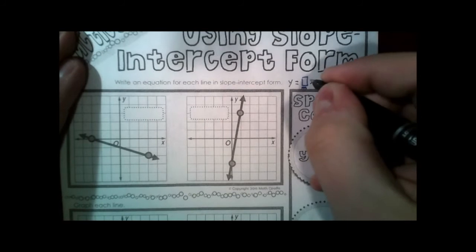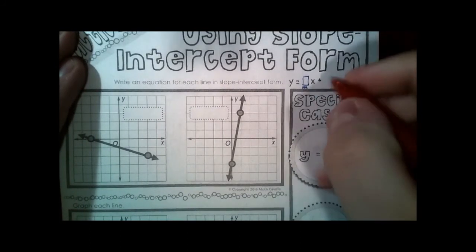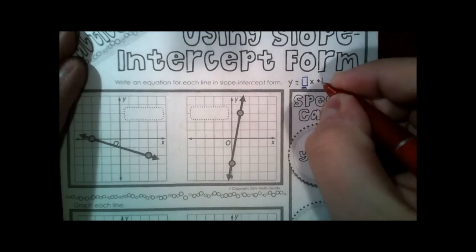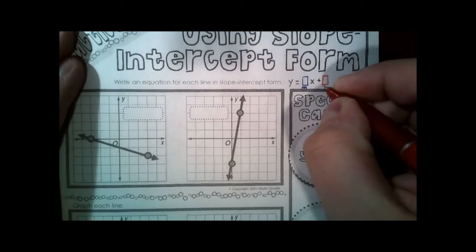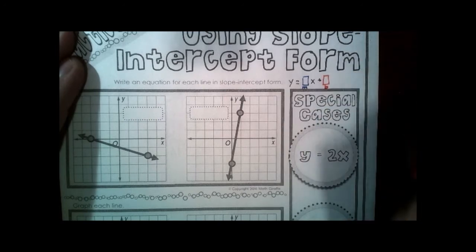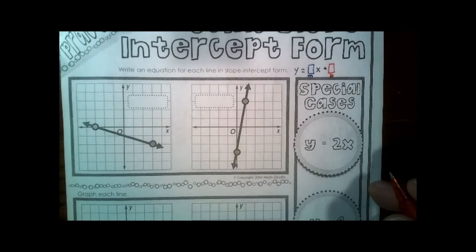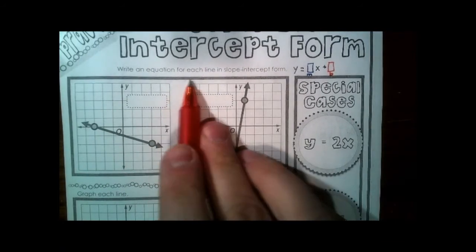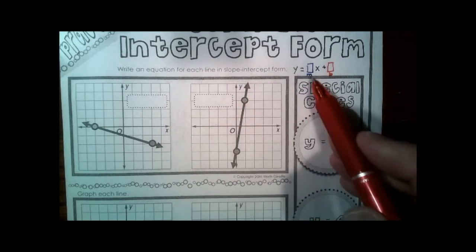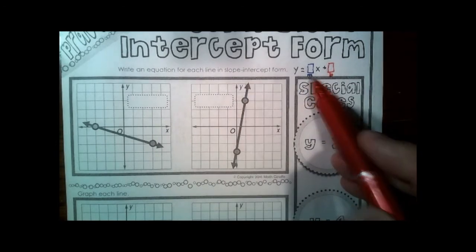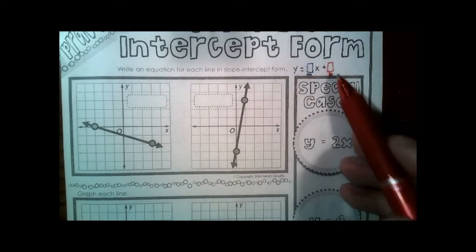X plus, and instead of b, I'm going to put another box with a b underneath. Y equals mx plus b. And when you're asked to write an equation in slope-intercept form, all you're doing is finding the slope of the line, finding the y-intercept of the line, and filling in these boxes.